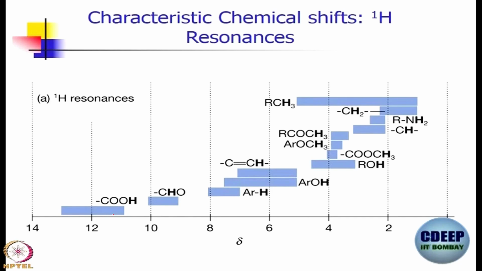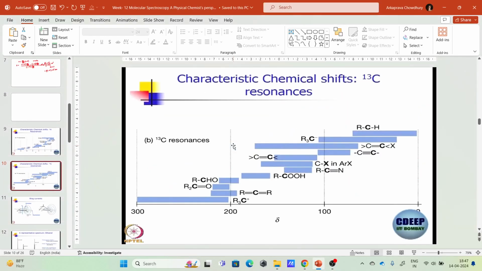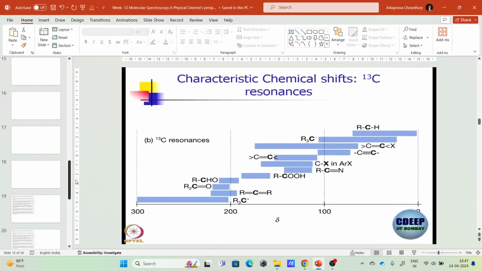So here your shielding constant is less for this, and as shielding is less, you can see that they are much more affected by the effective nuclear charge. So these are the deshielded protons and these are the shielded protons. But the same you will see with the 13C as well, but I will not discuss much about this. We will go to some numerical problems based on these formulas.